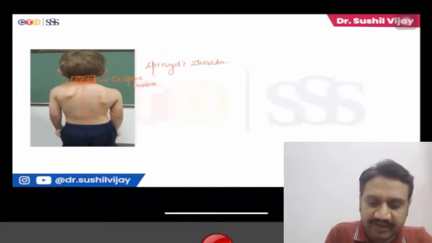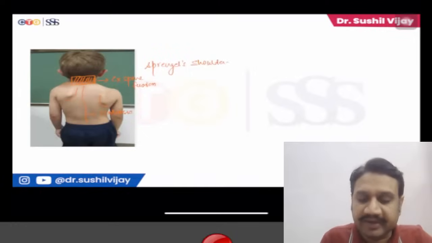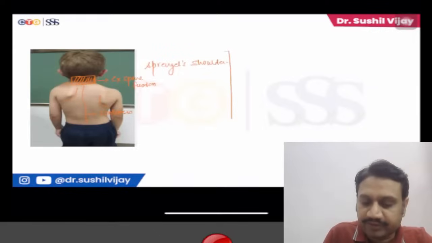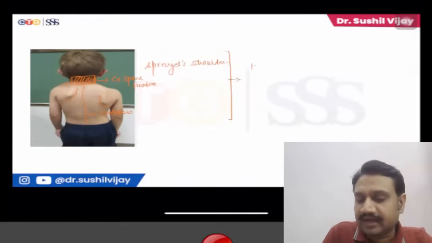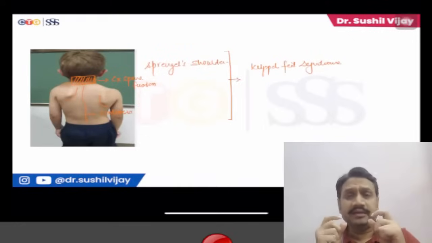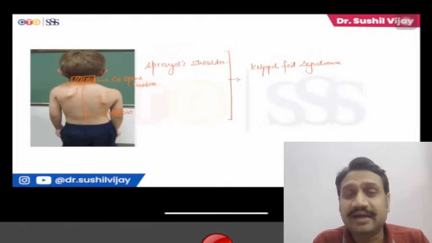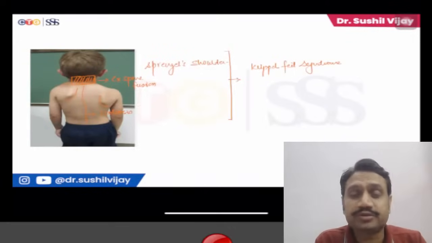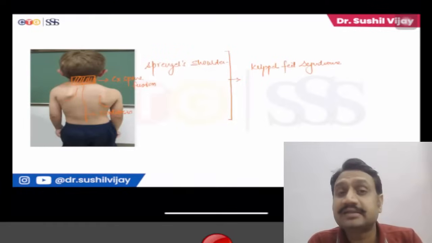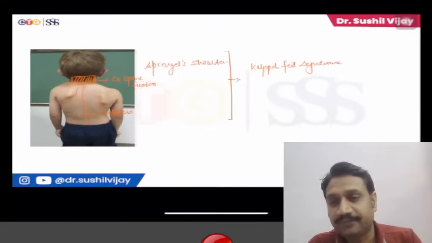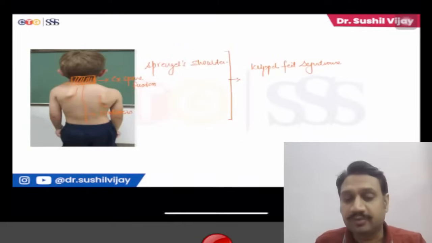Whenever any child has a Sprengel shoulder, cervical spine fusion, and scoliosis, these together make an entity called Klippel-Feil syndrome. Klippel-Feil syndrome is basically a failure of the cervical spine to have proper alignment, and the vertebrae are fused. When they are fused, they create a scoliotic deformity of the spine, and the scapula fails to descend. So this is Klippel-Feil syndrome.